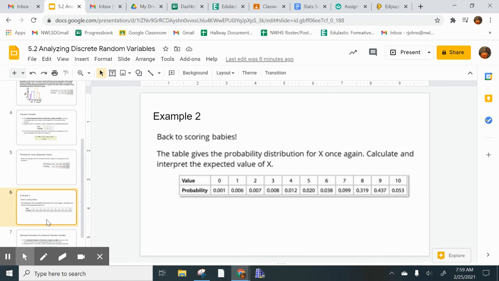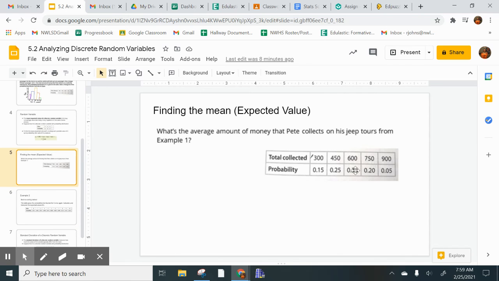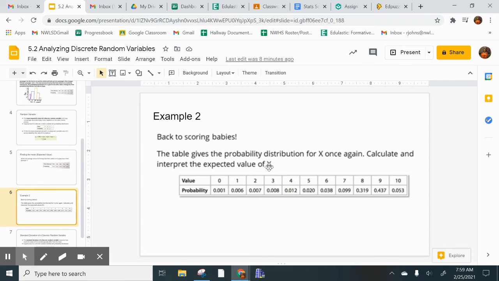Okay, given the table, this table gives us the probability distribution for x. Once again, we're going to calculate and interpret the expected value of x. So when you have something that's got a lot more values, you could plug them all in at once, just like I did with the Jeep tours. Or there is an easier way to do this.